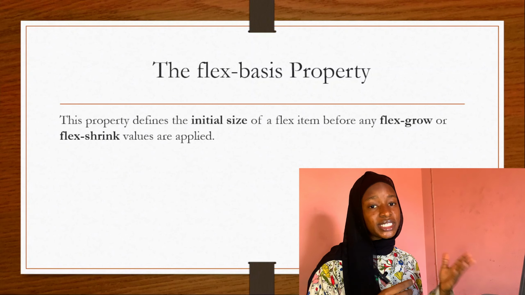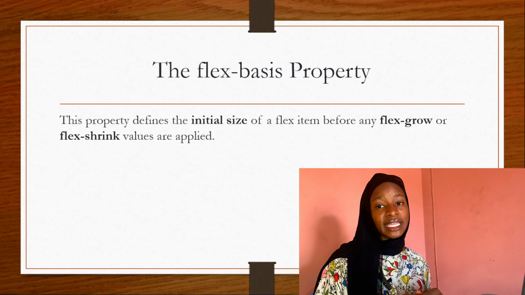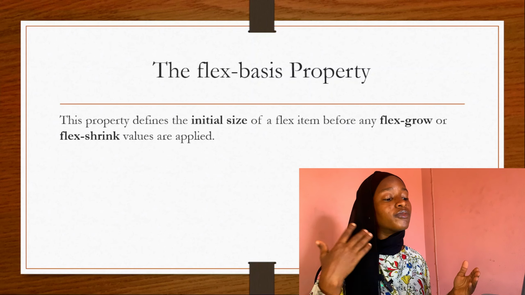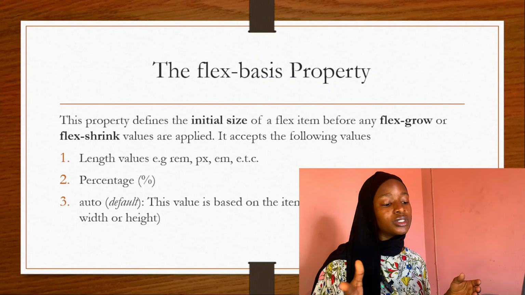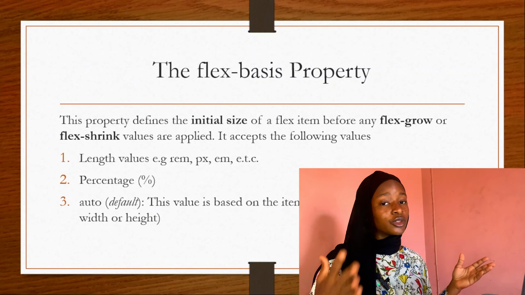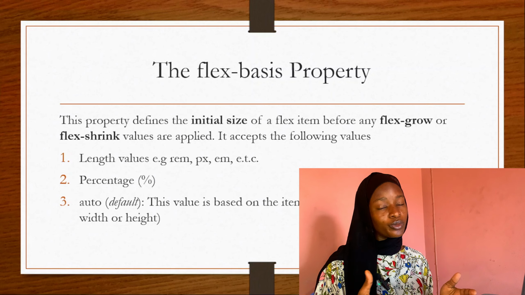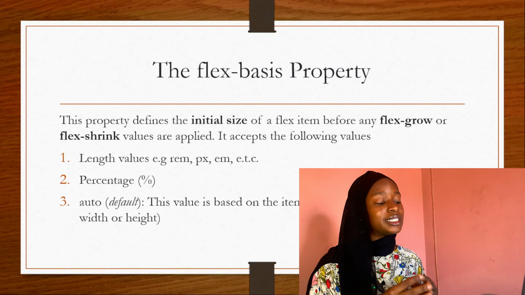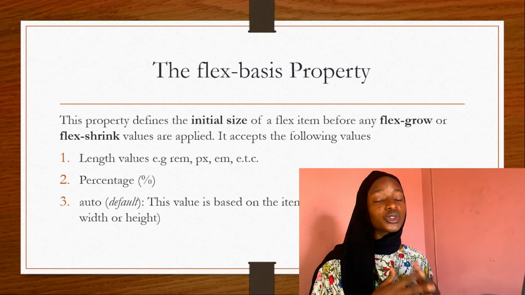This is flex basis. This property defines the initial size of the flex item before any flex grow or flex shrink values are applied. So it takes in 3 different values. It takes in length value. This is pixels, rem, em, and so on. It takes in percentages and also auto. Auto is the default value, and this means it takes in the original size of the item. So that's what auto does.